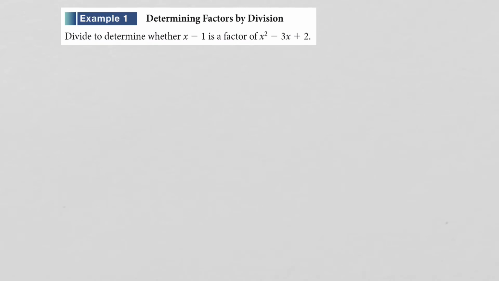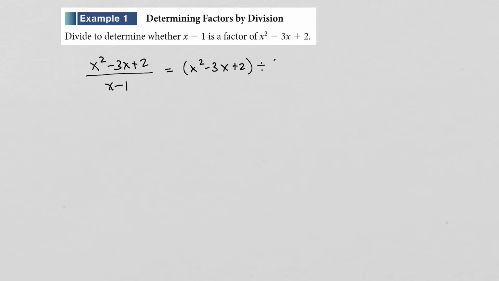Now we look at an example using polynomials. So in this first example, it says to determine the factors by division. So we want to divide to determine whether x minus 1 is a factor of the polynomial x squared minus 3x plus 2. So that means we're taking the polynomial x squared minus 3x plus 2, and we are dividing that by x minus 1.